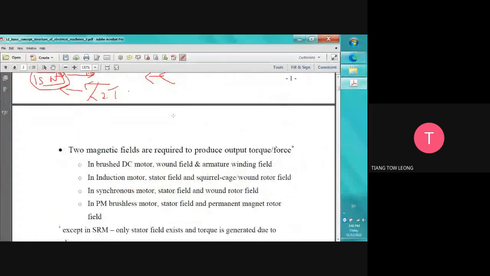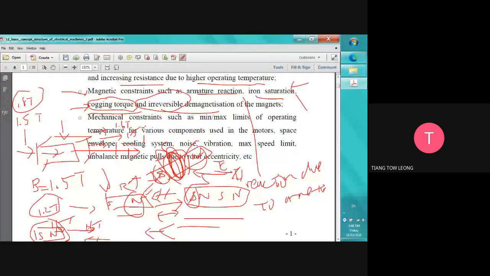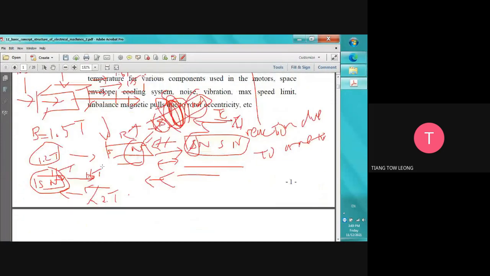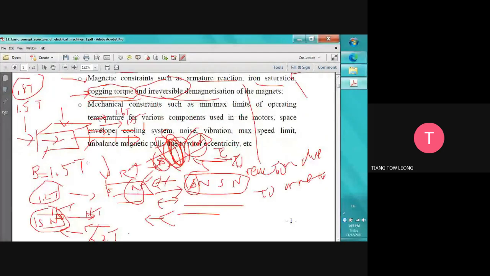Okay, so let me go to the last one. Mechanical constraints, such as minimum and maximum limits of operating temperature for various components used in the motor. For example, a magnet can be demagnetized when it reaches 180 degrees. So this is the constraint. When we run the permanent magnet motor, we cannot run it too hot. If it is too hot, then it will be demagnetized. When demagnetized, there's no magnet at all.